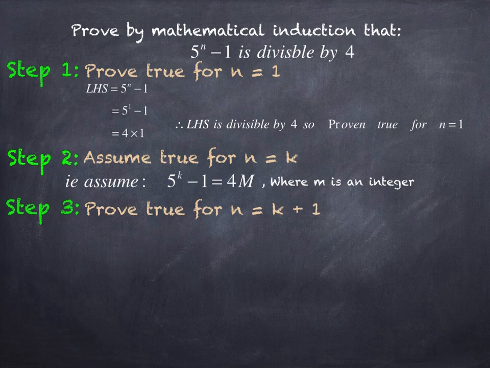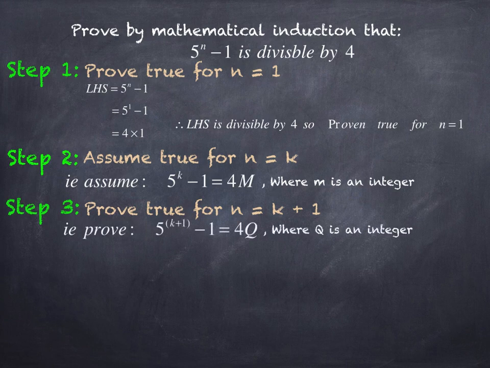Step 3. We now need to prove true for n equals k plus 1. So we're going to write out our statement, but we're going to swap out m for q because they're not going to be the same number. Now we're going to take the left-hand side and we're going to simplify this.